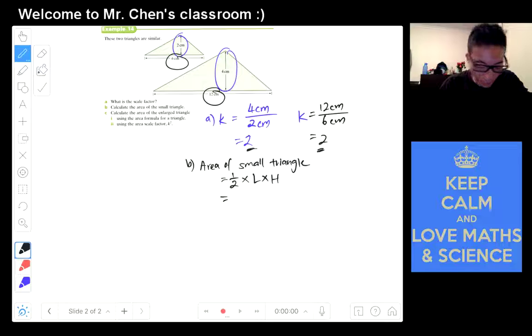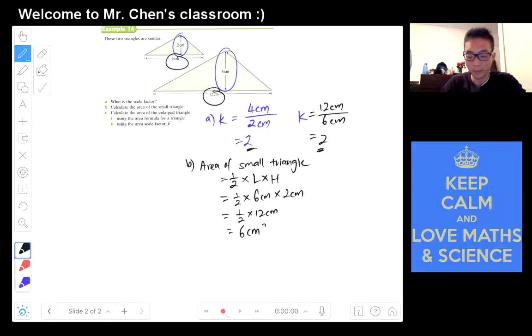So from there, it's pretty straightforward. It is half times the length, which is 6 centimeters, and the height, which is 2 centimeters. So half times 12 centimeters, and half of 12 is 6 centimeters squared. Okay, area we always need to square the units. And that's the area of the small triangle.